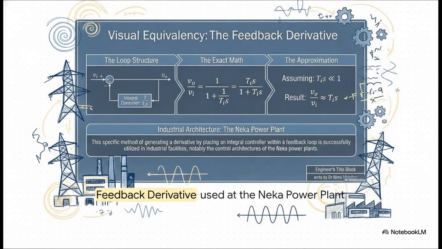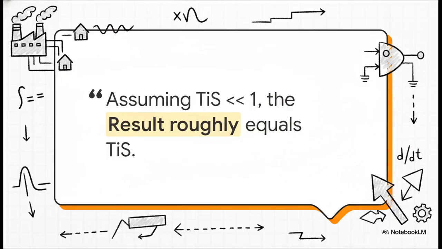Look at that loop structure. The input is being summed directly with the negative of the integral output. And the reason this NECA power plant workaround actually functions is all rooted in this specific mathematical approximation. If you run the exact math on it, the transfer function becomes 1 over 1 plus 1 over Ts, which then simplifies down to Ts over 1 plus Ts. Now, assuming the product of integral time and frequency S is much less than 1, that denominator basically just approaches 1, so the result roughly equals Ts, giving us a pure derivative function. It's honestly a brilliant industrial workaround.